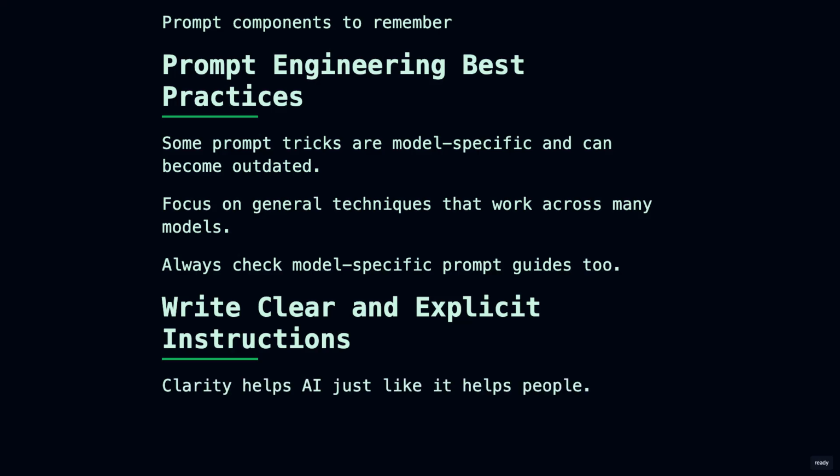Think of prompting as giving instructions to a person. If the request is vague, the result is unpredictable. The goal here is to make your instructions specific enough that the model has less room to guess.